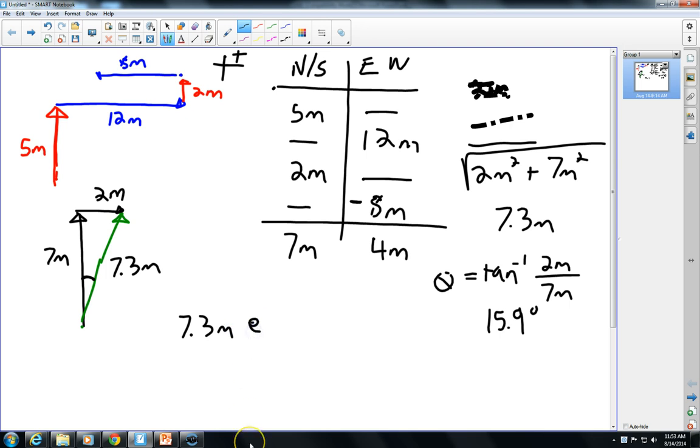at 15.9 degrees east of north. In other words, I'm defining this angle here. I'm going 15.9 degrees east of going north.